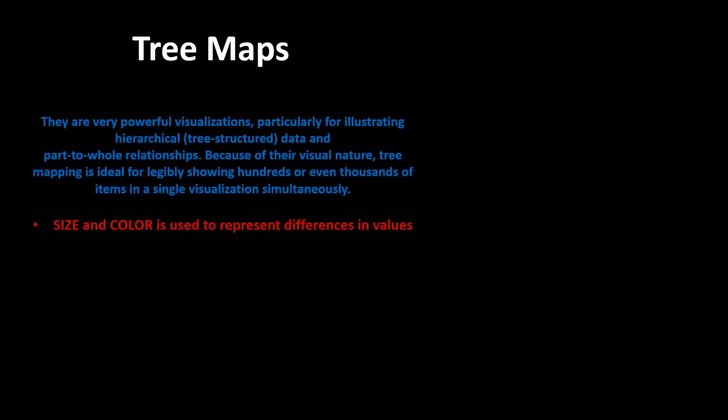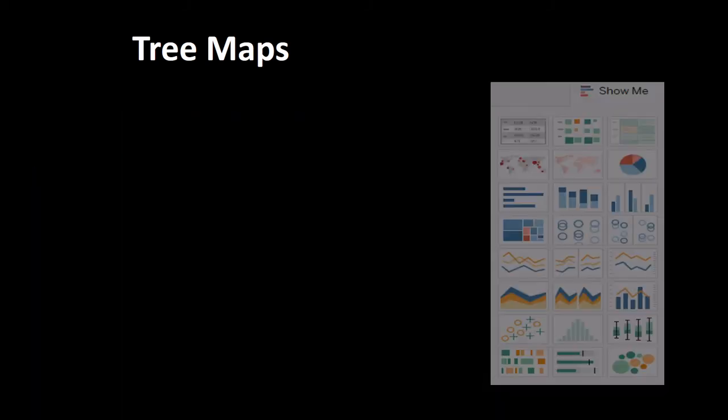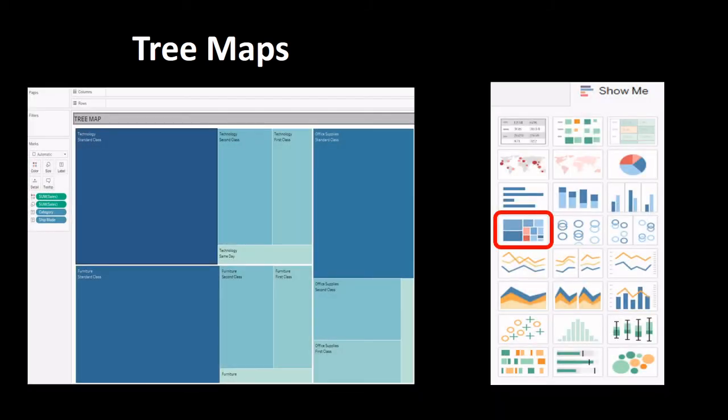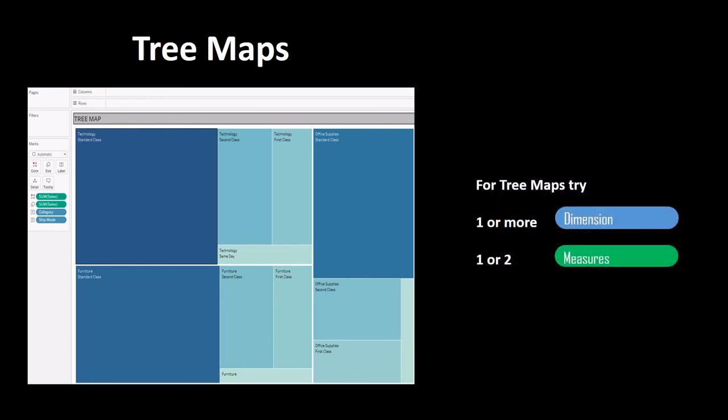Further, we have tree maps. Tree maps are a very powerful visualization for illustrating hierarchical data and part-to-whole relationships. Moreover, size and colors are used to depict the differences in the values. As seen in the picture, tree maps are showing variation of category and ship mode in ratio of size and color. One or more dimensions and at most two measures are used to create tree maps.